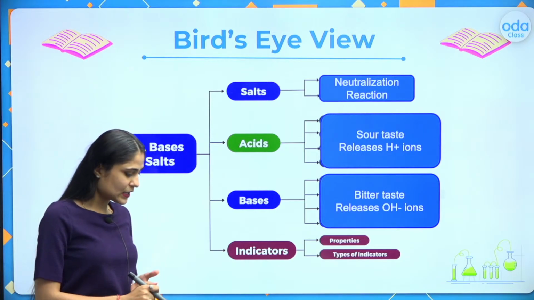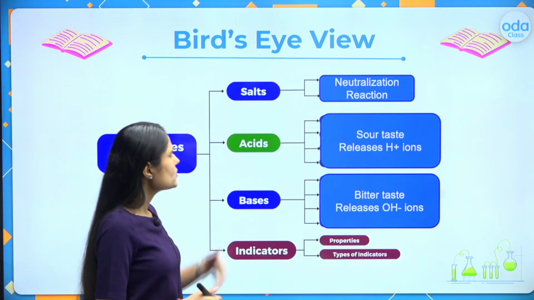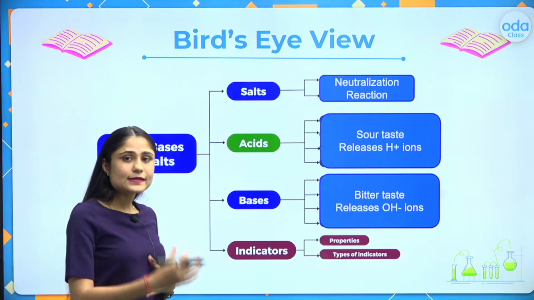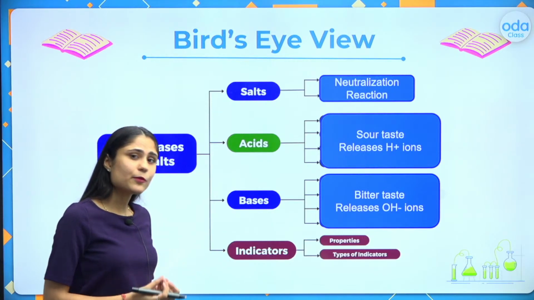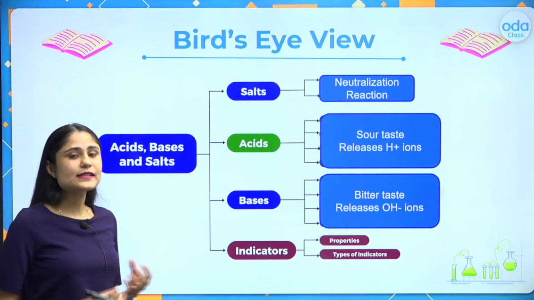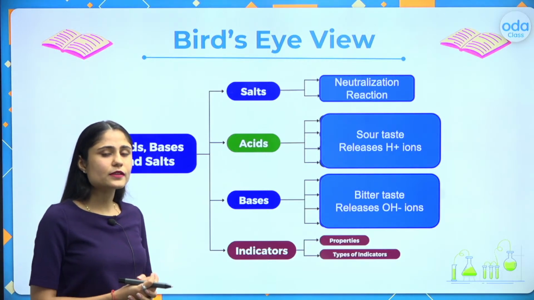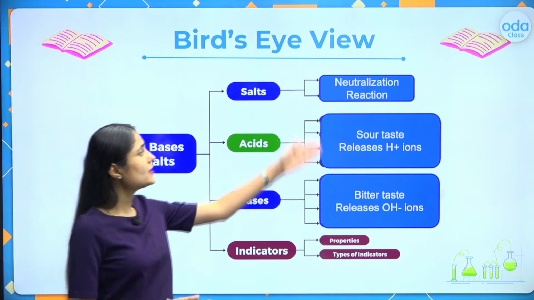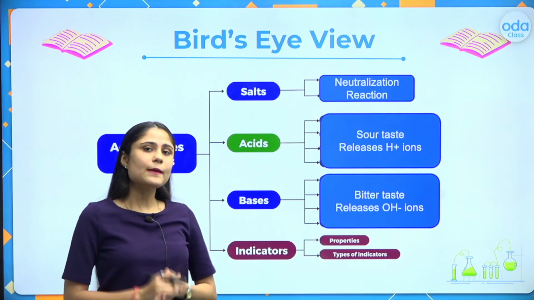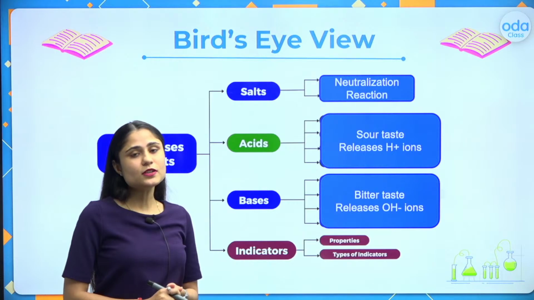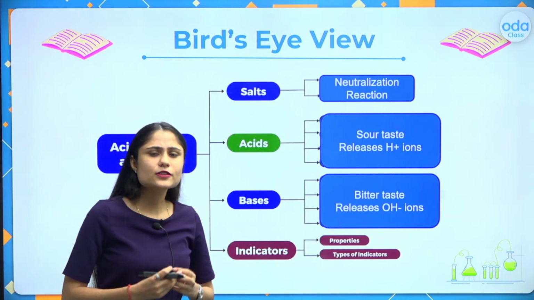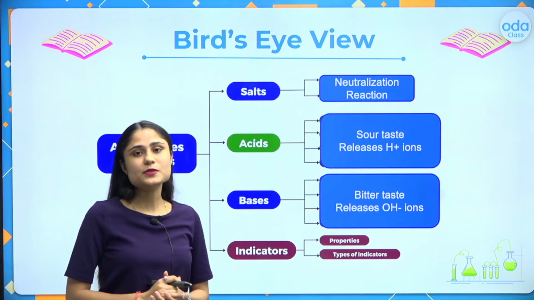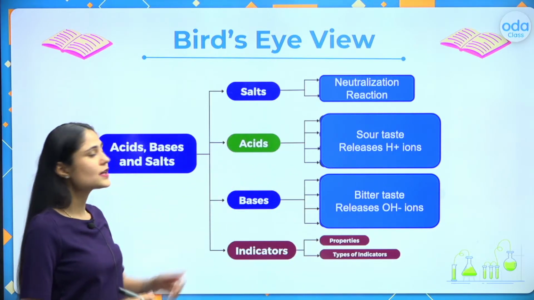Now when we come to the salts, salts are formed when acids are combined with bases. And this type of reaction, wherein acids as well as bases combine together, is known as a neutralization reaction, because in this type of reaction the properties of acids and the properties of bases are all getting neutralized and a new type of substance is formed, and that substance is known as salt.